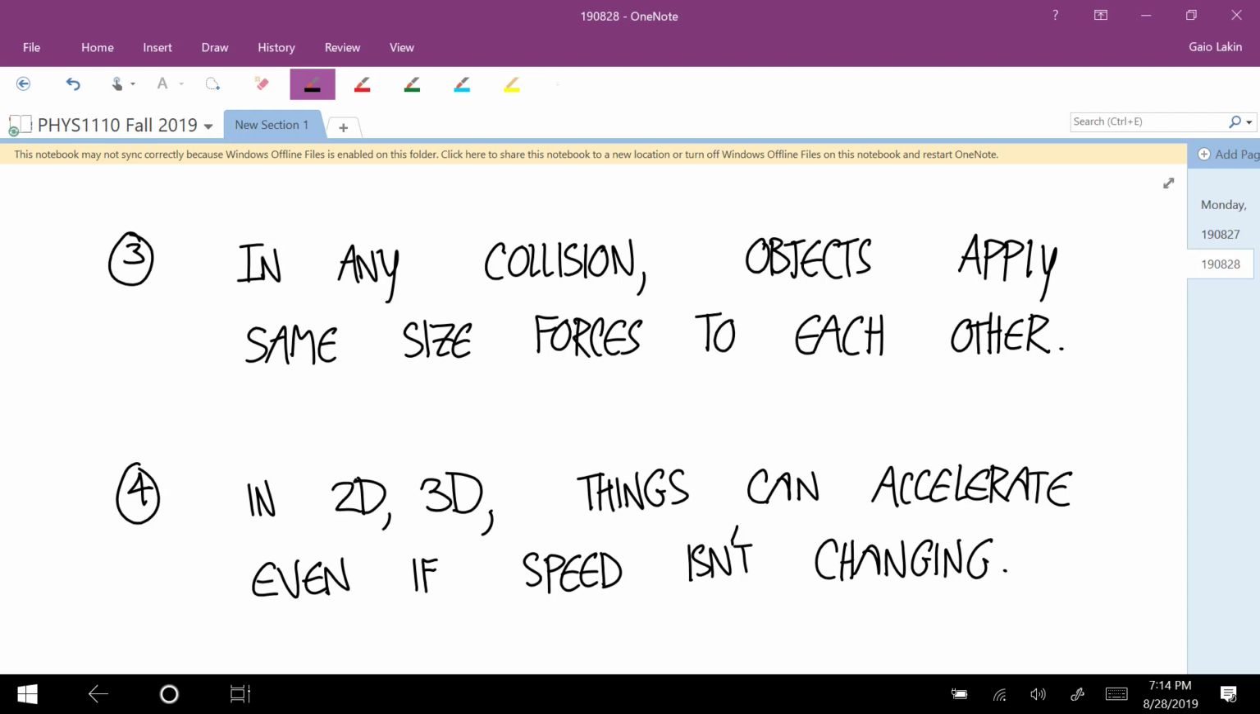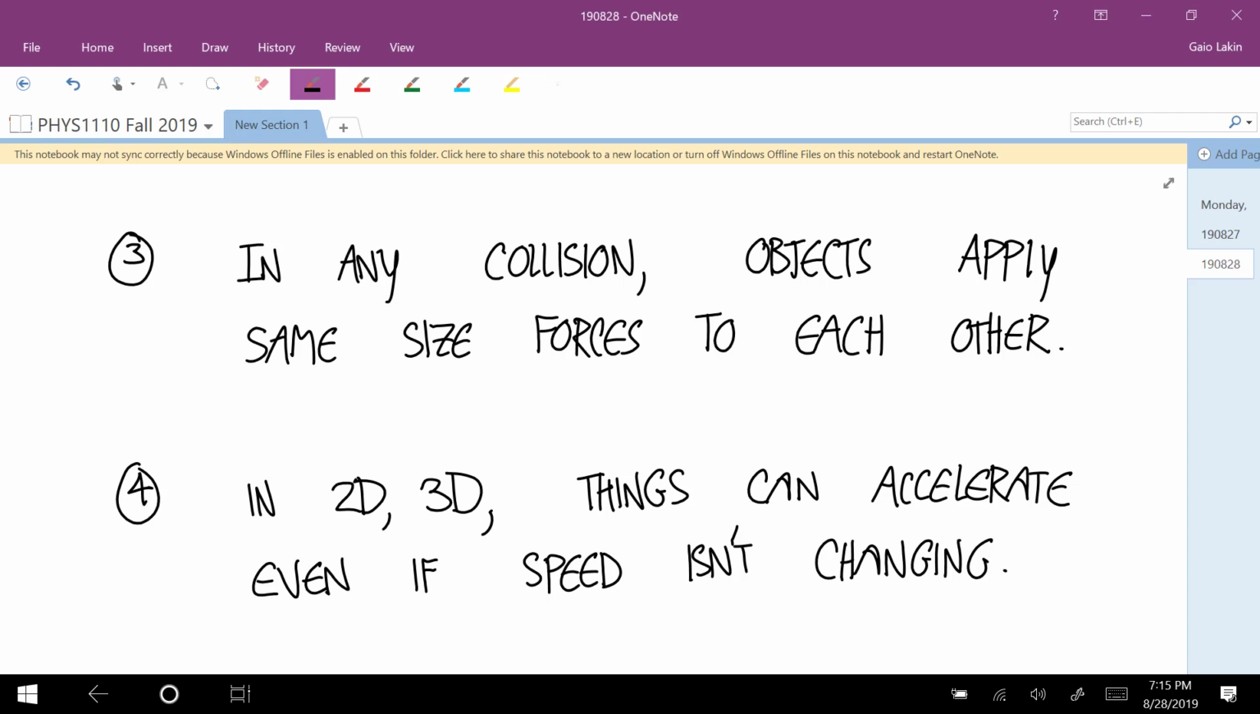And this is a hard one to get used to because I think the main reason is in everyday language, acceleration means changing the speed. But in physics, acceleration means the velocity is changing, and velocity has direction. So if you're going 50 miles an hour that way, and a second later you're going 50 miles an hour that way, there was an acceleration because you changed the direction.